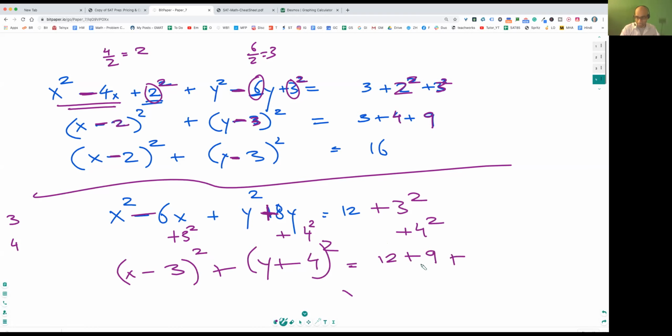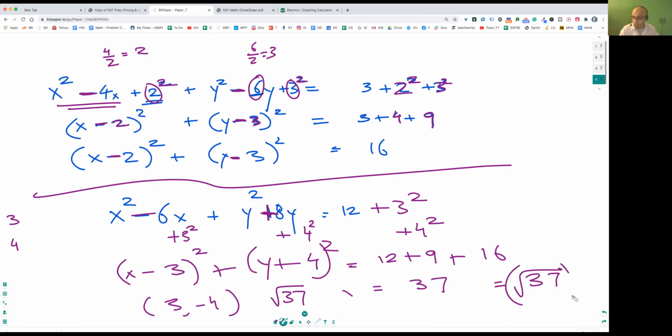Well done, Queenly. Yes, 12 plus 9 plus 16, and whatever you get here is going to be over here. So that's 37, right? So the center is (3, negative 4), and the radius is the square root of 37, right? Because remember, this is the full guy. So it's actually the square root of 37 squared. That's what you need to think about, okay?